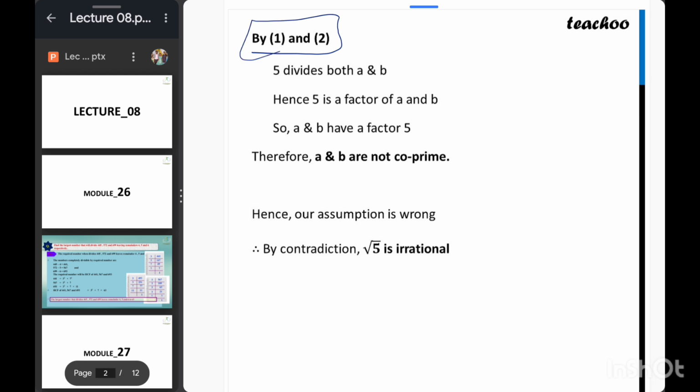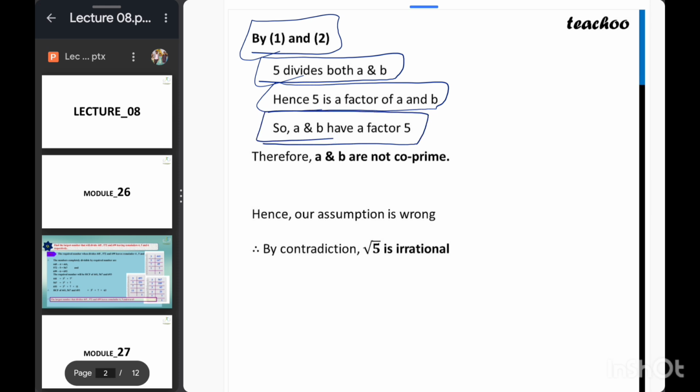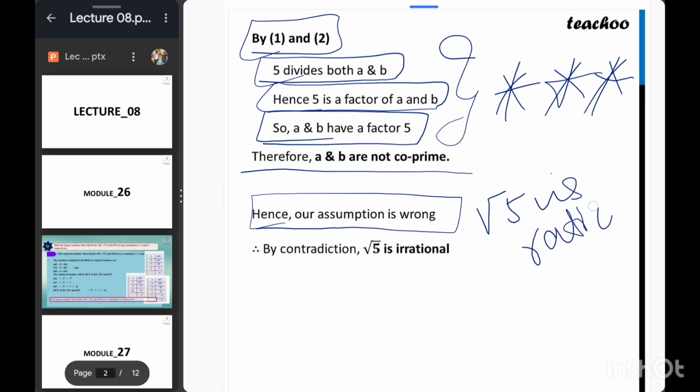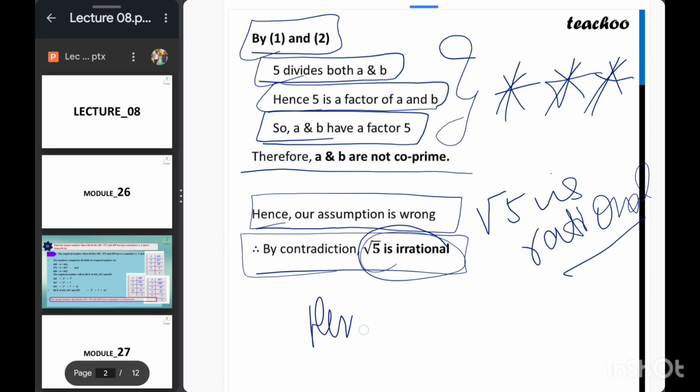By equations 1 and 2, 5 divides both a and b. Hence 5 is a factor of a and b. These three points are very important; put a star mark and note them down in your notes. Therefore a and b are not co-prime. Hence our assumption that root 5 is rational is wrong. So by contradiction we can tell that root 5 is irrational. Hence it is proved.